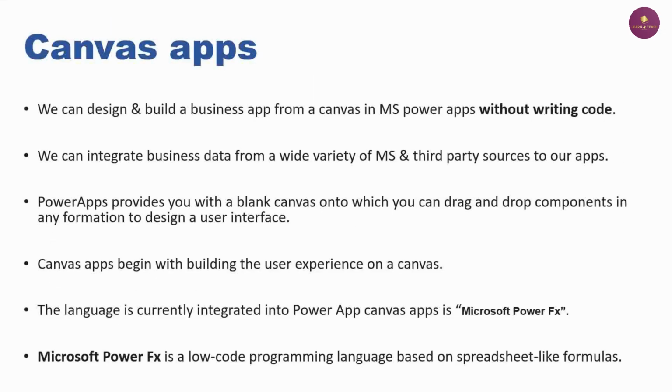What is Canvas app? Whenever we want to build an application to use on a tablet or mobile, we can build applications by using Canvas apps. Canvas apps is a horizontal or vertical platform. We can represent our app in a vertical or horizontal format, like portrait or landscape, without writing any line of code. We can integrate business data from a wide variety of sources, like Microsoft or any third party also.